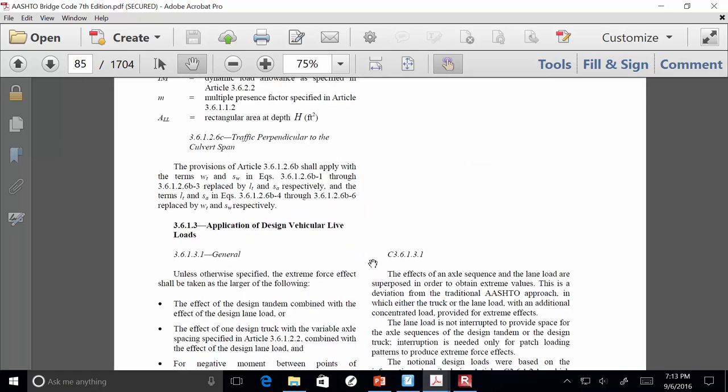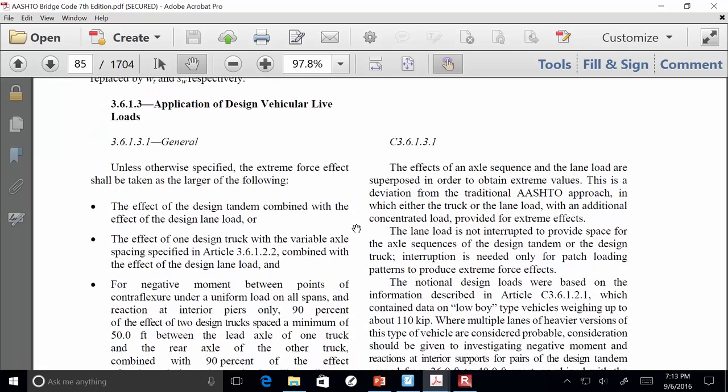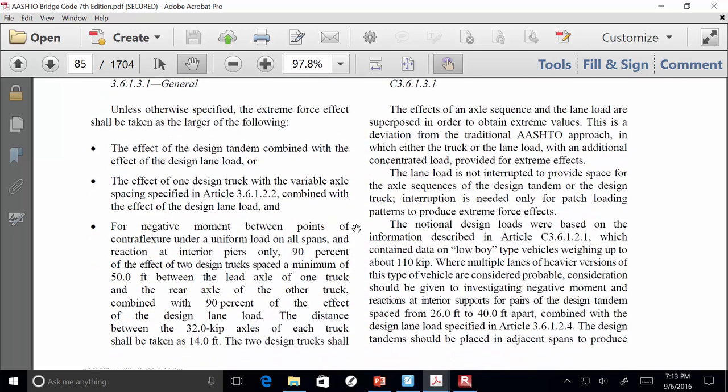Now, this is this concept of application of the live load. This is where we have this discussion on the negative moment, or that special negative moment investigation, where you have 90% of the 2 trucks placed around the negative bending regions.